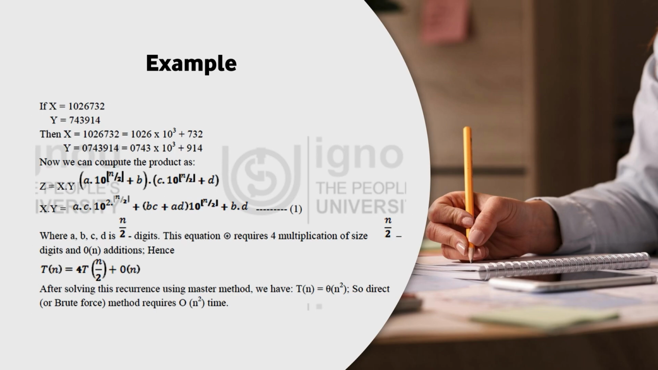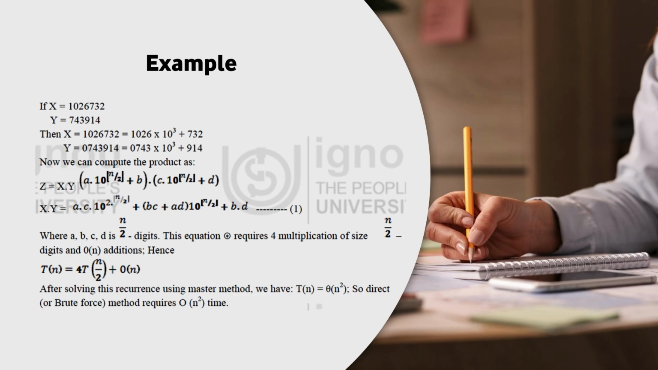If you just take these numbers and put them in an equation, you will get the same result. In place of x and y, we are writing 1026 times 10 raised to power 3 plus 732, times 0743 times 10 raised to power 3 plus 914. Same thing. If you write it in the form of variables, it will be written like this. What are x and y here? This is just simplifying the value that we obtained.